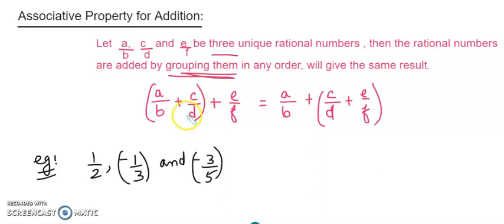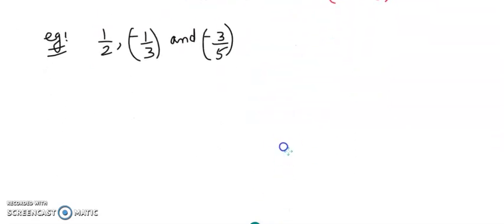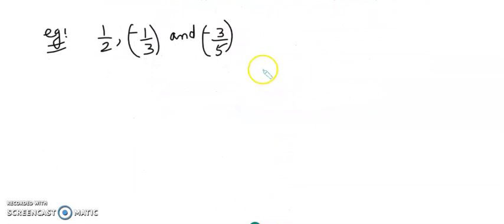So the normal way of grouping them, the usual way of grouping them, is A by B plus C by D. You add the first two, the answer that you get, you add it to the third. Or you add the second and the third together, the answer that you get, you will add it to the first. So I'm going to do that in the given fractions. I'm going to put them next to each other so that you can very clearly understand the method. What we are going to do is we are going to add the first and the second fractions together.